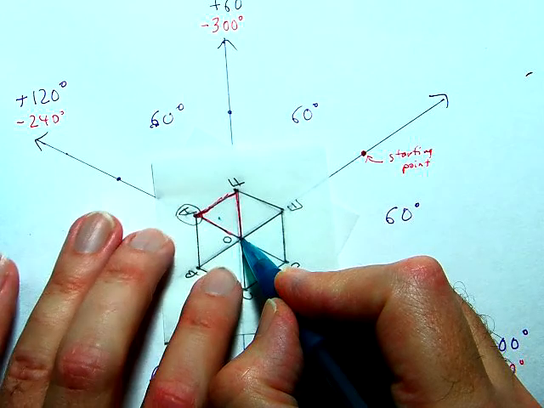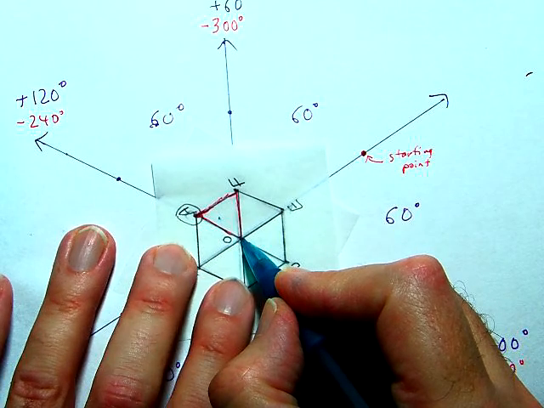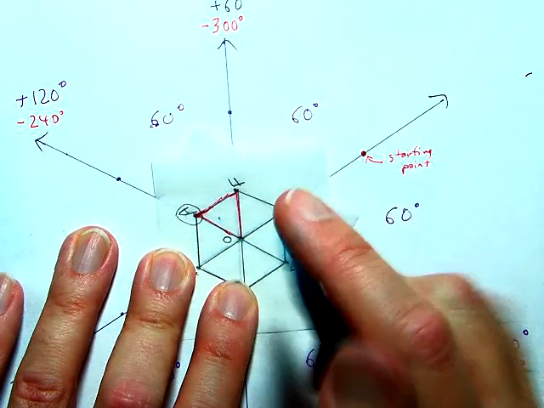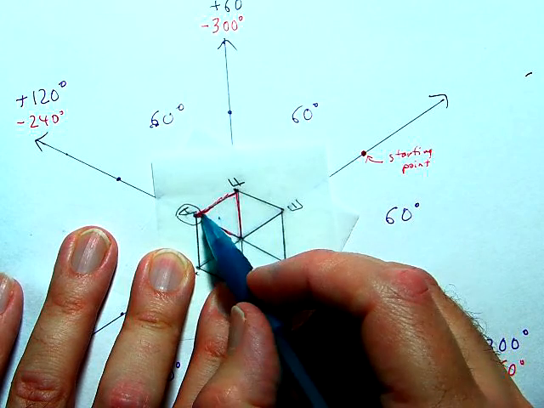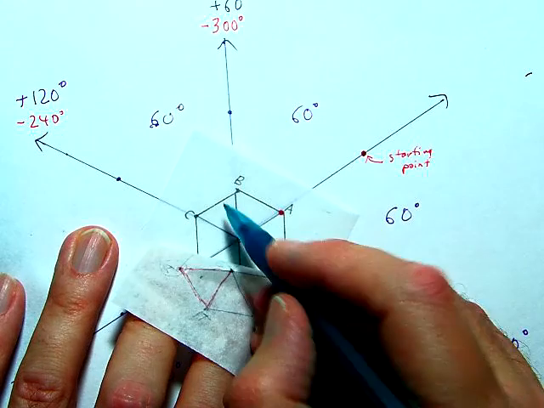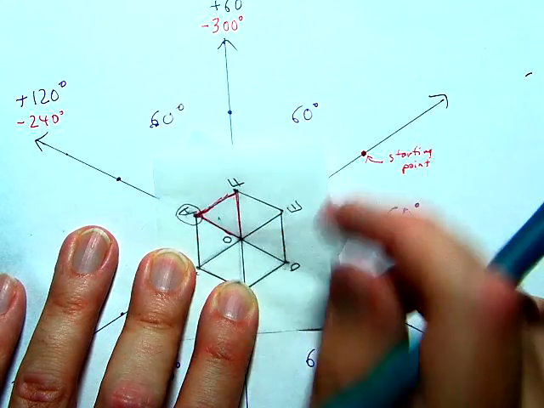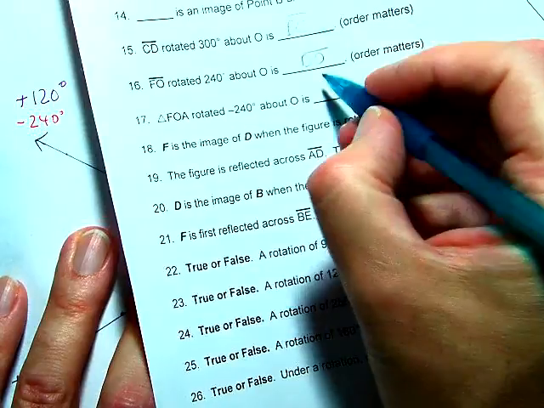And we've got to see what happened to our triangle. FOA, FOA in that order, became BOC. Okay, so we will put down a triangle BOC.